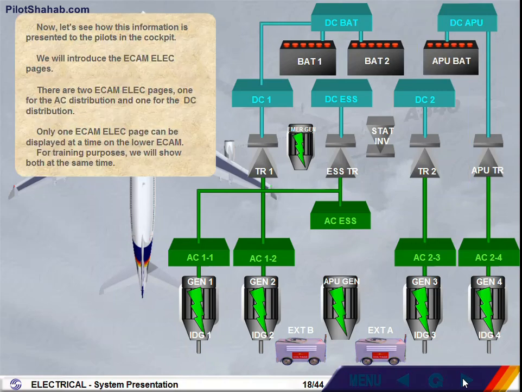Now, let's see how this information is presented to the pilots in the cockpit. We will introduce the ECAM electrical pages. There are 2 ECAM electrical pages, one for the AC distribution and one for the DC distribution. Only one ECAM electrical page can be displayed at a time on the lower ECAM. For training purposes, we will show both at the same time.